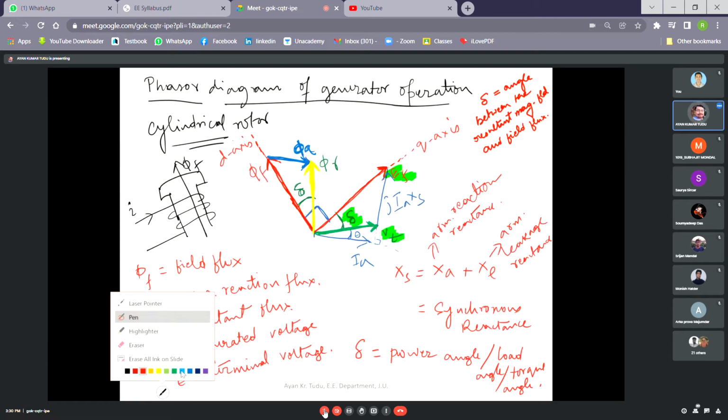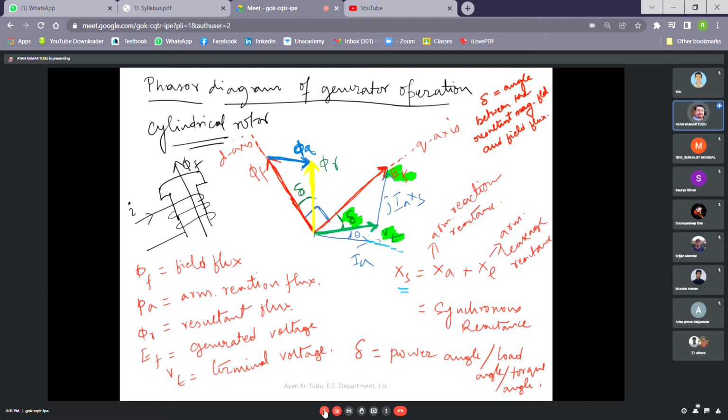Similarly, this value of the current, if we extend it, we can just complete the phasor. So if we want to complete the phasor, what will be perpendicular to I? My j axis will be. What is j axis? j axis is my synchronous reactance, that is equal to the armature reactance plus the armature leakage reactance. So that would be perpendicular to the current value IA. So that is what we are seeing.